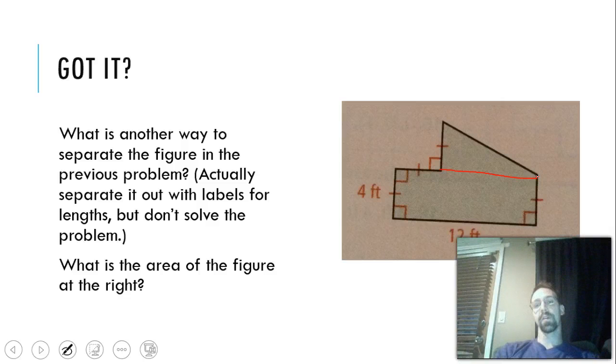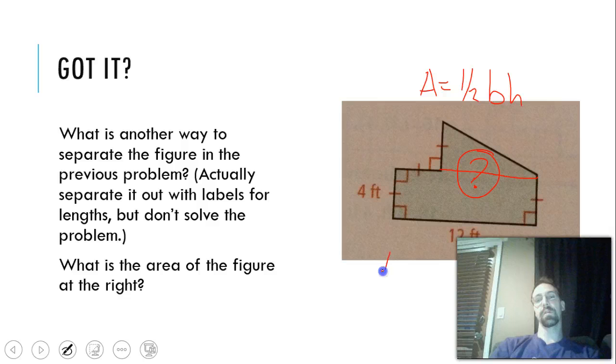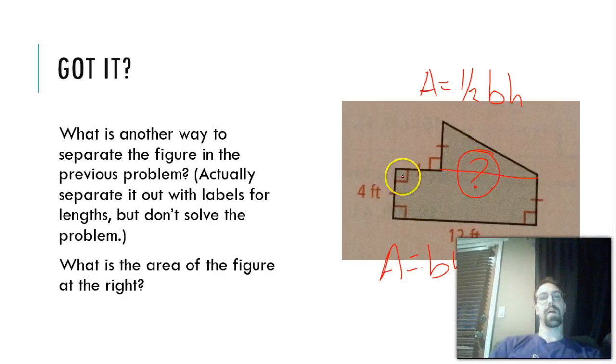Figure out the distance of this. Figure out the distance of this. And then that'll help you figure out the area of this triangle. By the way, the area of the triangle, in case you forgot, is 1/2 base times height. And then the area of a rectangle is base times height. So actually separate out with labels for lengths, but don't solve the problem.